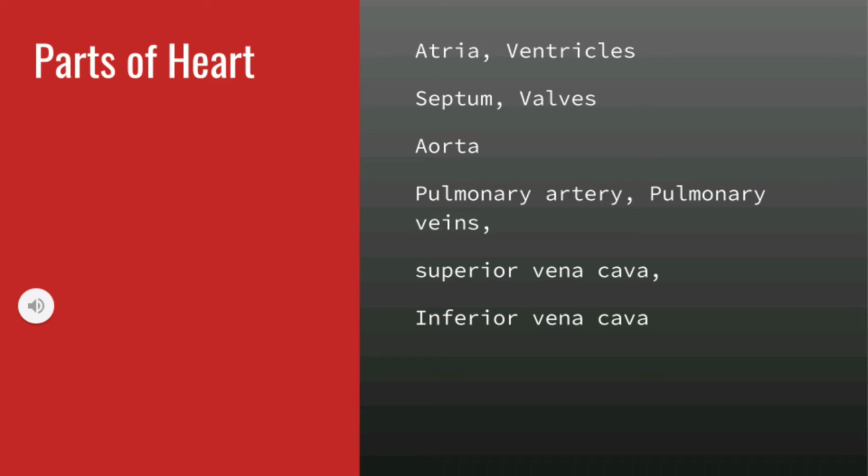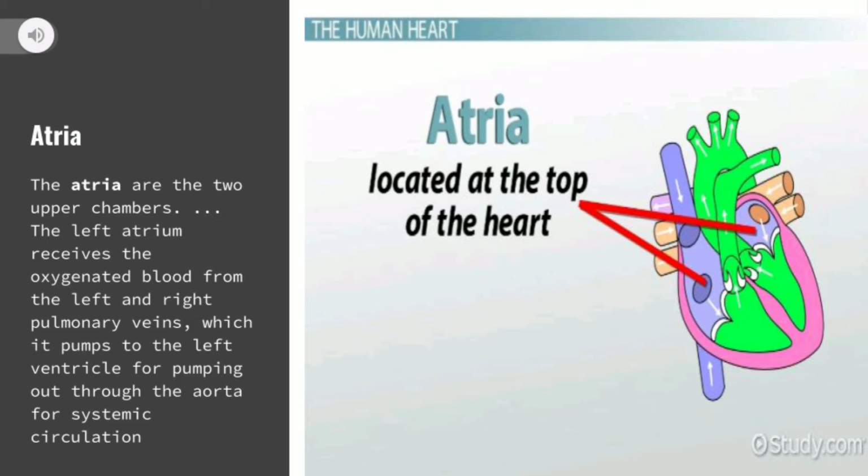So mainly the heart has atria, ventricles, septum, valves, aorta, pulmonary artery, pulmonary veins, superior vena cava and inferior vena cava. We will have a look at each part in our next slides. First we will look at atria.